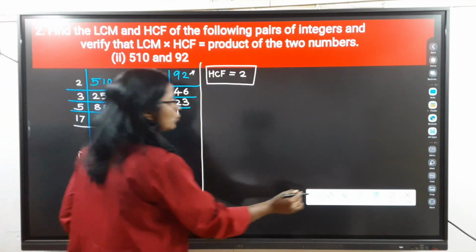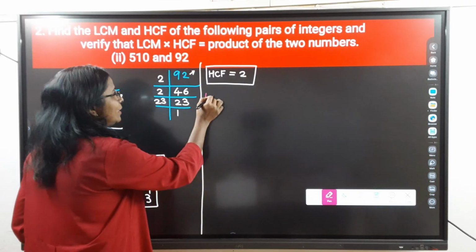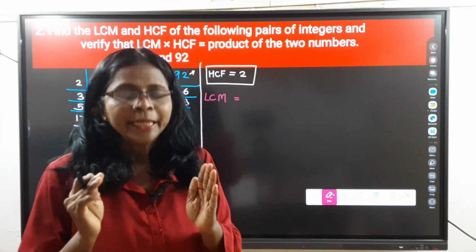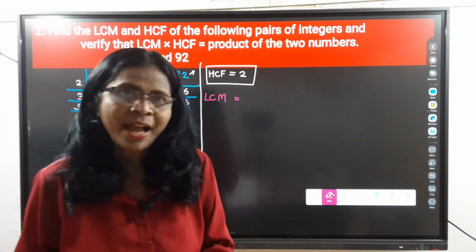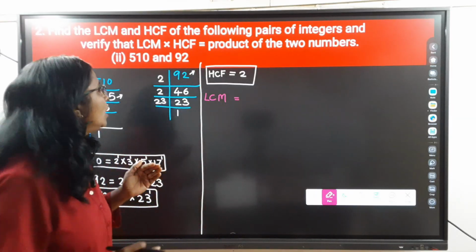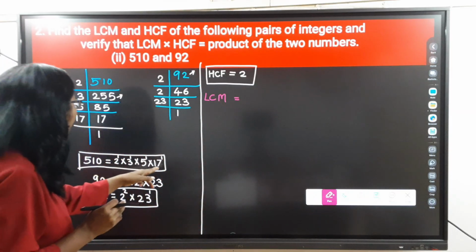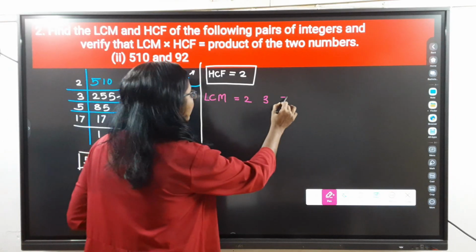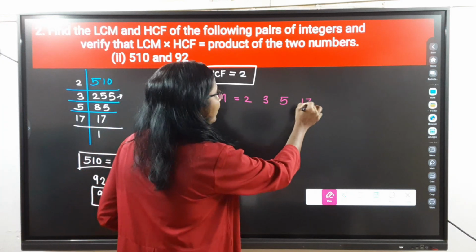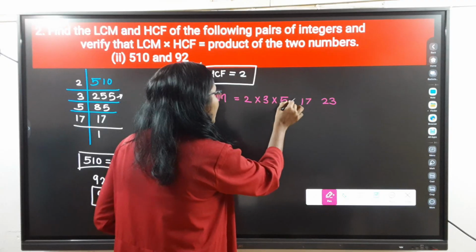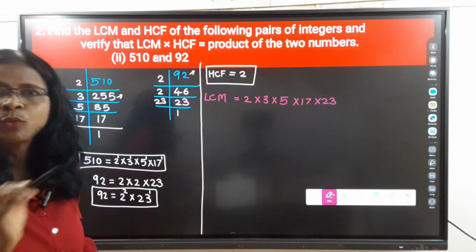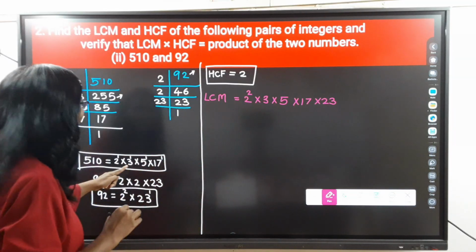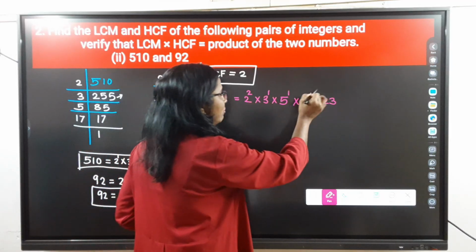Then calculate the LCM, students. How can we calculate the LCM? It is the product of the greatest power of each prime factor involved in the given numbers. The primes are 2, then 3, then 5, then 17 and then 23. So the product of each prime having the highest power. The highest power of 2 is 2, the highest power of 3 is 1, 5 is 1, 17 is 1, 23 is 1.